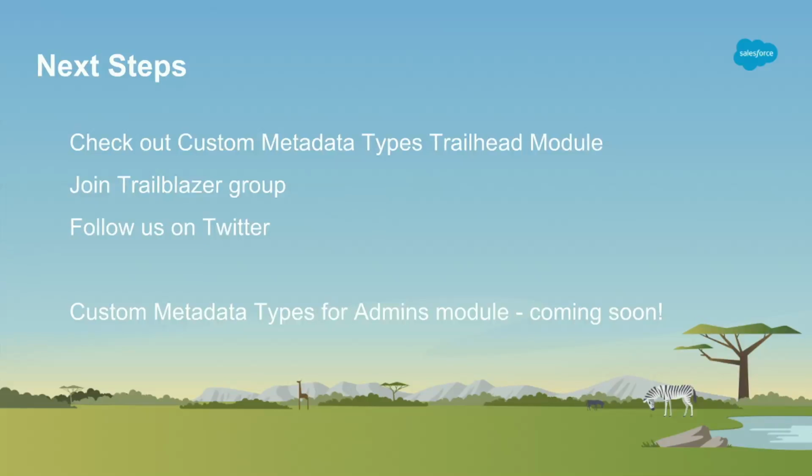So I would like to invite everyone to check out the custom metadata type Trailhead module. It's developer-oriented, but there's still a lot of useful information. And even if you don't know how to code, you can still just scroll through it and see if anything catches your eye. Join our Trailblazer community. We have one for custom metadata type specifically. I would love to see more admins there. I would love to see more feedback from admins.